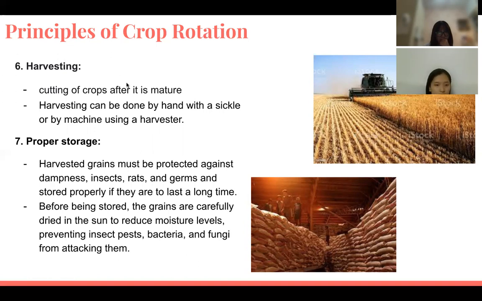This indicates that harvested grains must be protected against dampness, insects, rats, and germs, and they need to be stored properly if they are to last a long time. Before being stored, the grains are carefully dried in the sun to reduce moisture levels. This prevents insect pests, bacteria, and fungi from attacking them.